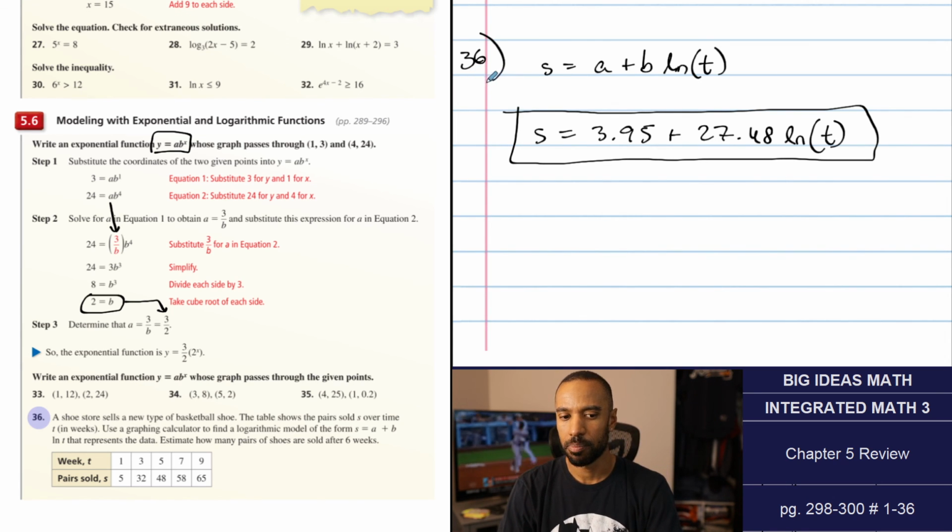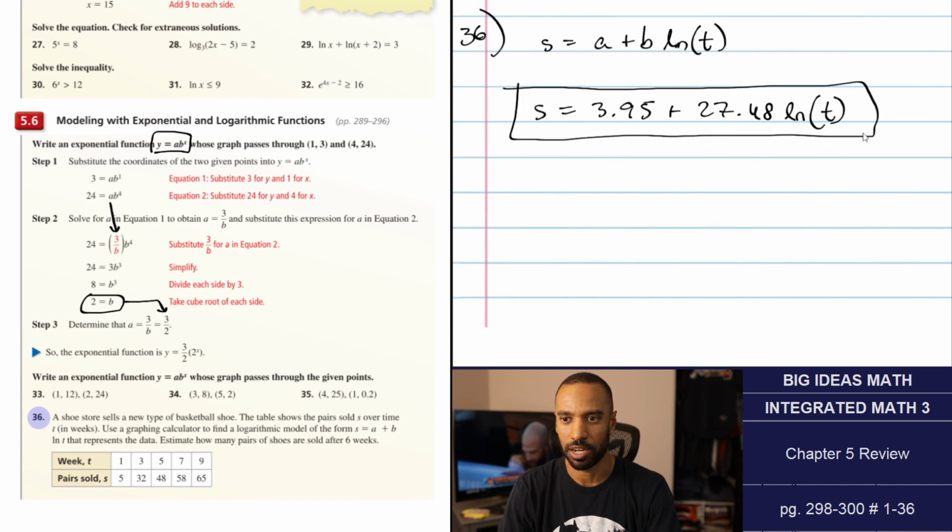It says estimate how many pairs of shoes are sold after 6 weeks. Now our table shows weeks 5 and 7, and you can see an increase in this. Therefore, it's going to be somewhere between 48 and 58, and it's an interpolated value, which means I can trust it within the domain pretty well. So let's go back to here. I did make the equation in here, which is nice. So I can either go to the graph, hit second trace and go to value, and type in 6. This will give me the value for y right there, 53.18.